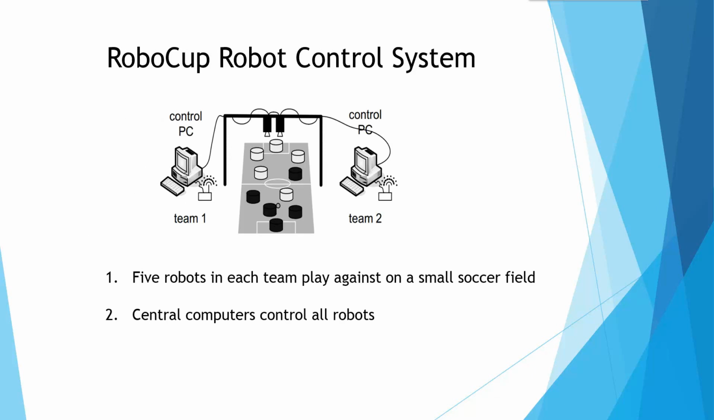When robots need to cooperate with each other to finish a task, typically their commands are sent by a host computer. The RoboCup robot is a good example to study this kind of control. So let me first introduce its control system. We can see that there are 5 robots in each team, and the central computer will control the robots by using the camera over the field.